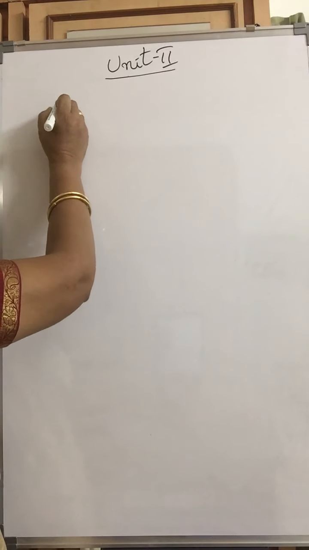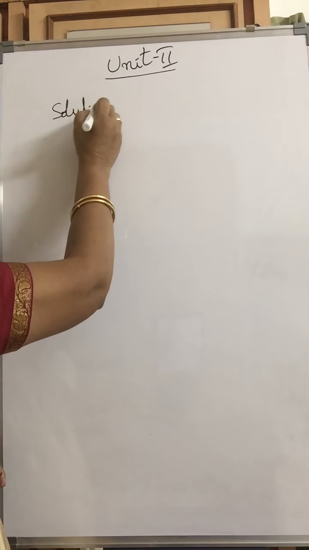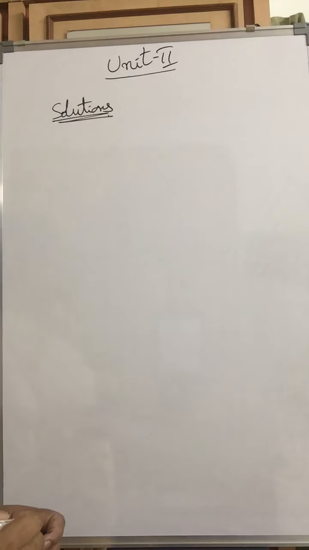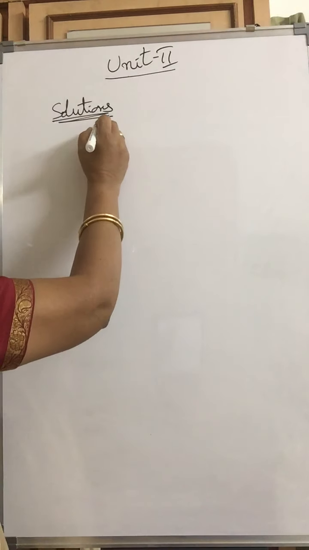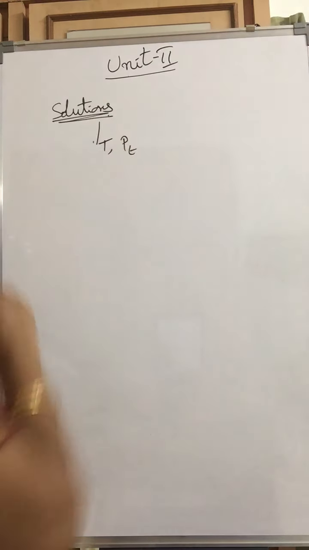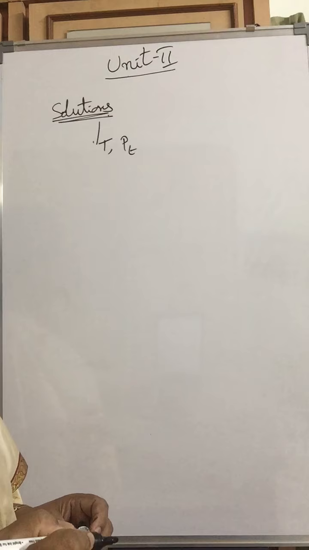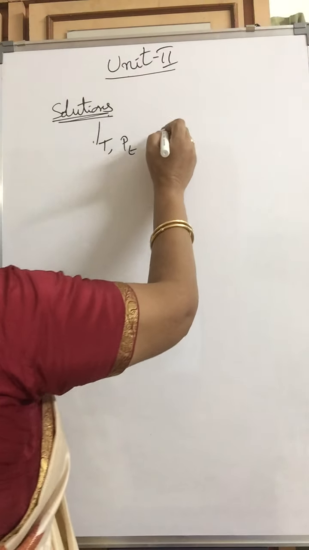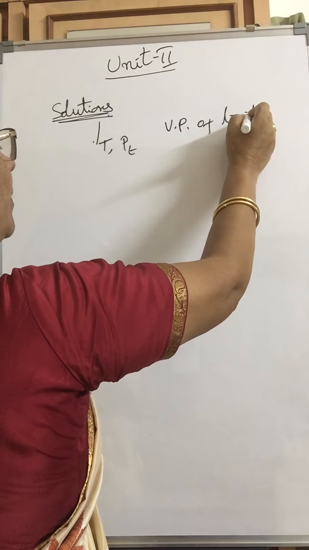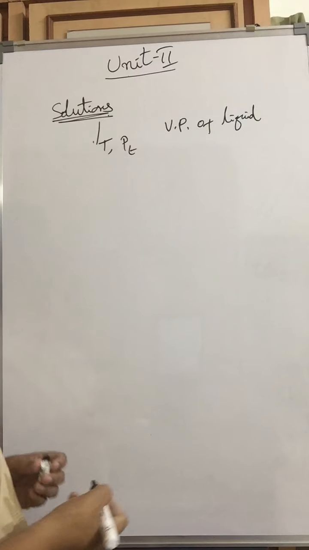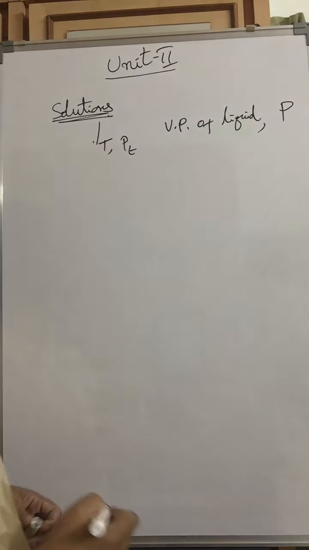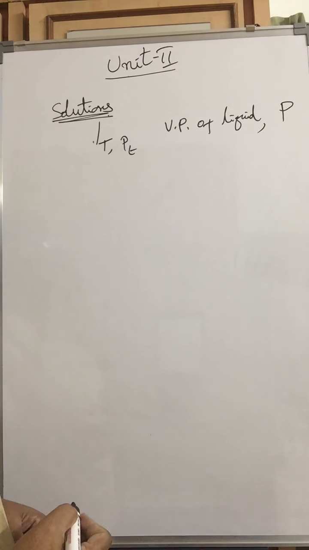First of all, any solution you take, depending on its temperature, exerts some pressure. That pressure is called the vapor pressure of the liquid. We say vapor pressure of water, like that, which is denoted by capital P.